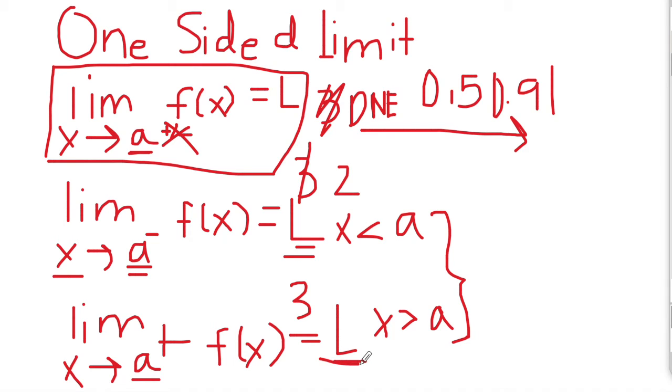So remember, when the limit as x approaches a from the left side equals the limit as x approaches a from the right side, and they both equal the same L, then it's safe to assume that the limit as x approaches just a of f of x is equal to L, the same L value that you get for all three of them. Alright, so now let's go through a practice problem for one-sided limits.